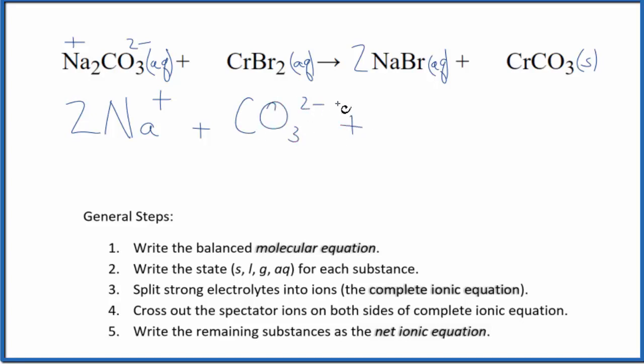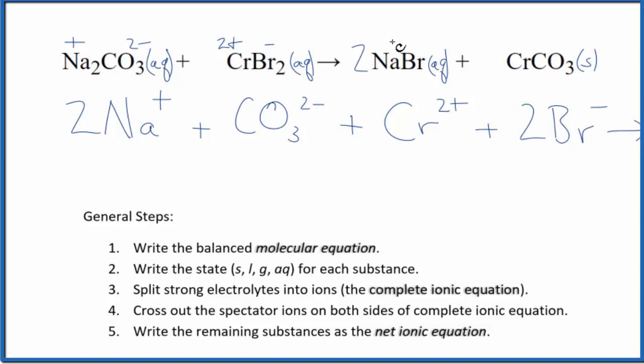And then for chromium here, we don't know the charge on chromium, but we know the bromide ion is always 1 minus. We have 2 of them, that's 2 minus. This has to be 2 plus. So we have the chromium 2 ion, and then for the bromide ion, we have 2 of those, so 2 Br minus. And those are the reactants in our net ionic equation.